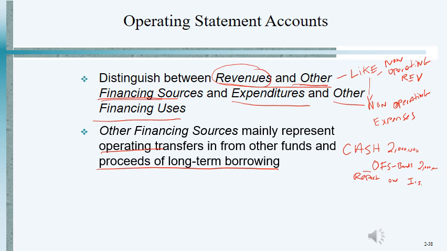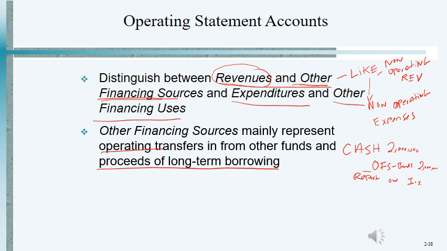So something very unique to modified accrual accounting here. When you issue debt, you treat that as an other financing source. It's like a non-operating revenue, and so it's going to be reported on the income statement as an other financing source. You don't credit long-term debt.